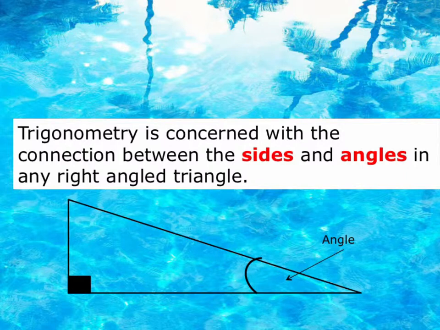Remember, trigonometry is concerned with the connection between the sides and angles in any right-angled triangle. So here is a right-angled triangle, and we're looking at the angle measurement, and really we're seeing the connection or the relationship between the sides and the angle measurements. And we've been practicing that a little bit with our special right triangles and Pythagorean theorem.